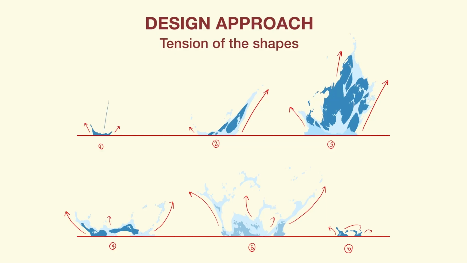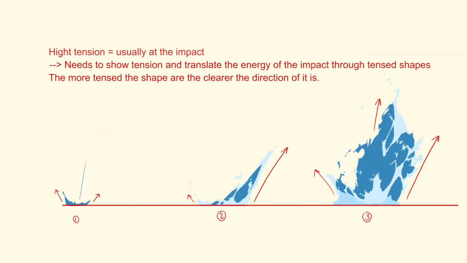These impacts, even though different, have something in common, the tension of their shape. Even though you can't say if it's a big or small splash, the tension in the shape translates the energy of the impact and makes the design more energetic.